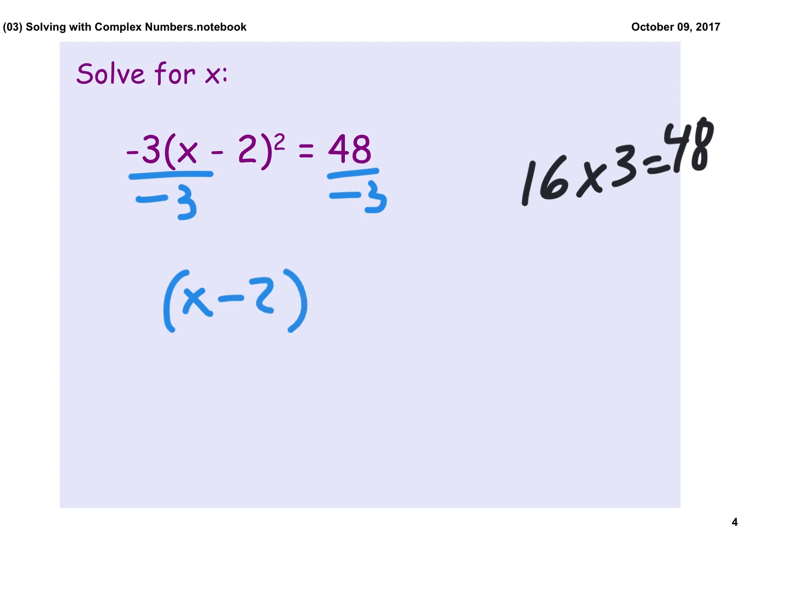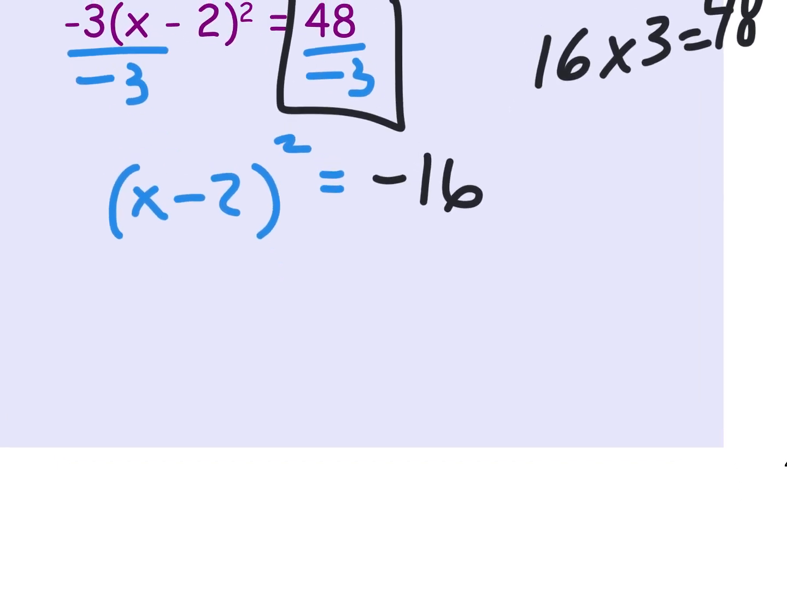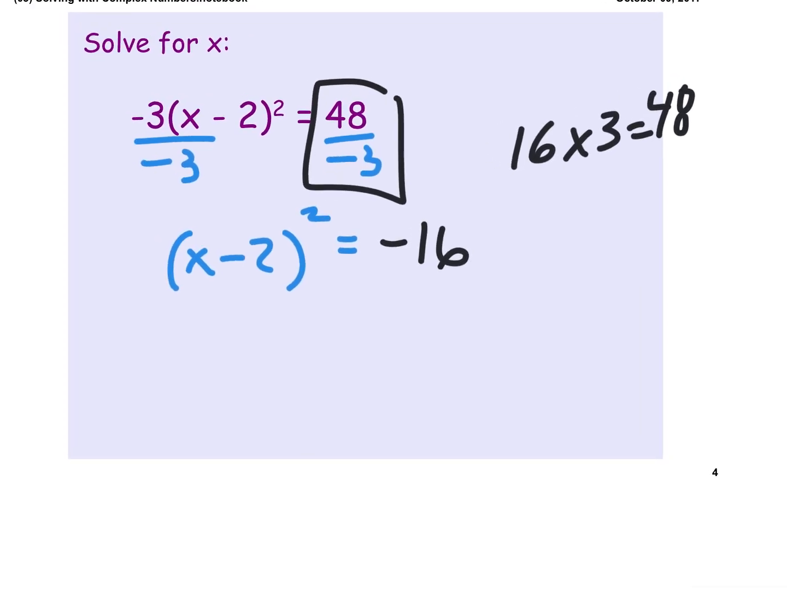Do you guys see now why I told you 16 times 3 is 48? It's a subtle way of just telling you what that has to be then, right? What's that answer? Negative 16. Now is the time to get rid of the square root. Now, I want to ask for a second, why couldn't I just square root it in the first place?